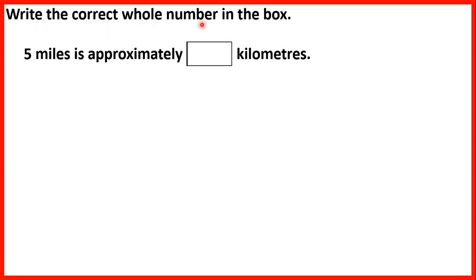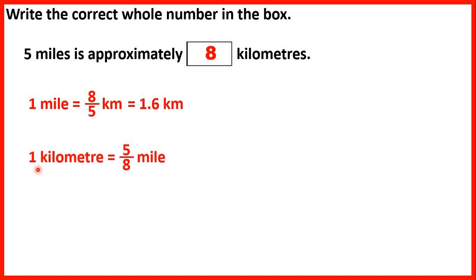Write the correct whole number in the box. 5 miles is approximately how many kilometres? Well, there's no clever way of working this out. You just need to remember that 5 miles is about 8 kilometres. And if you remember that, you can work out that 1 mile must be 8 divided by 5, or 8 over 5 kilometres. So that's 1.6 kilometres, because 8 divided by 5 is 1.6. And you can also work out that 1 kilometre must be 5/8, or 5 divided by 8, 5/8 of a mile.